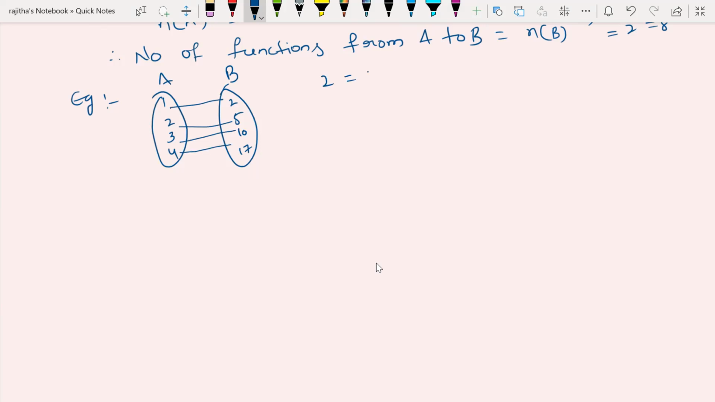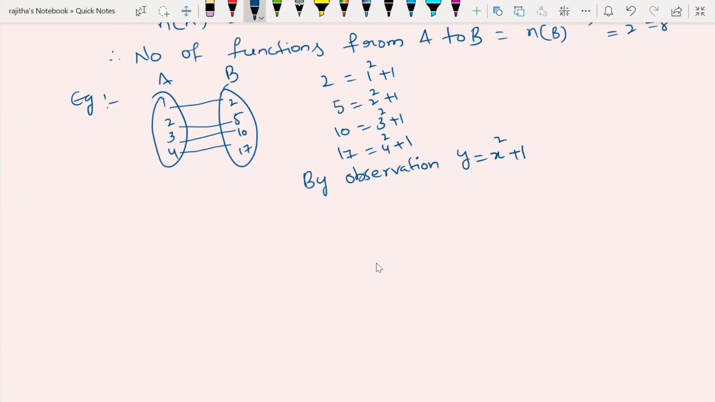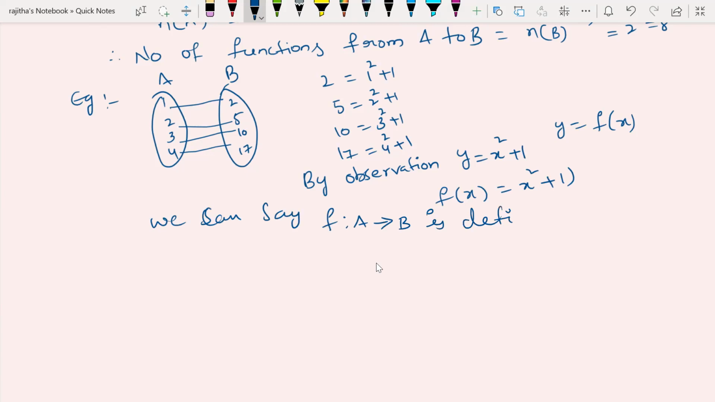So 2 = 1 squared plus 1, 5 = 2 squared plus 1, 10 = 3 squared plus 1, and 17 = 4 squared plus 1. By observation, clearly y = x squared plus 1. That is the function f(x). Y = f(x). Therefore, f(x) = x squared plus 1. So we can say f is a mapping from A to B defined by f(x) = x squared plus 1.